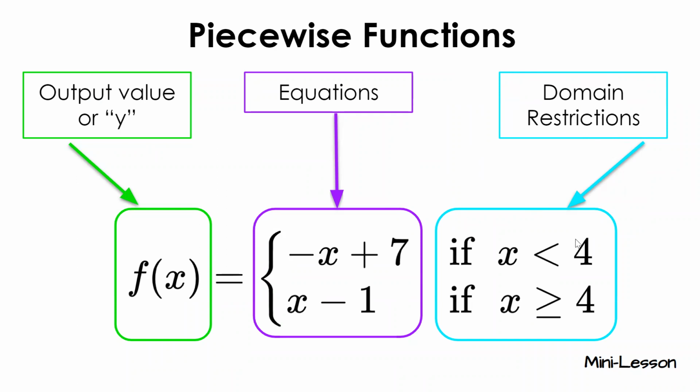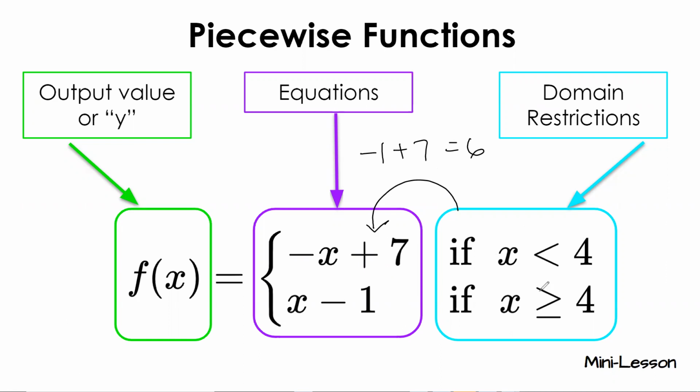So for instance, if I have an x value that is less than 4, give me an example of an x value less than 4. Okay, let's do 1. I would take 1 and plug it into this equation. I would not plug it into this bottom equation because it does not fit this stipulation, right? So I would plug 1 into this equation. That would give me a y value of 6. So I would plot the point (1, 6).